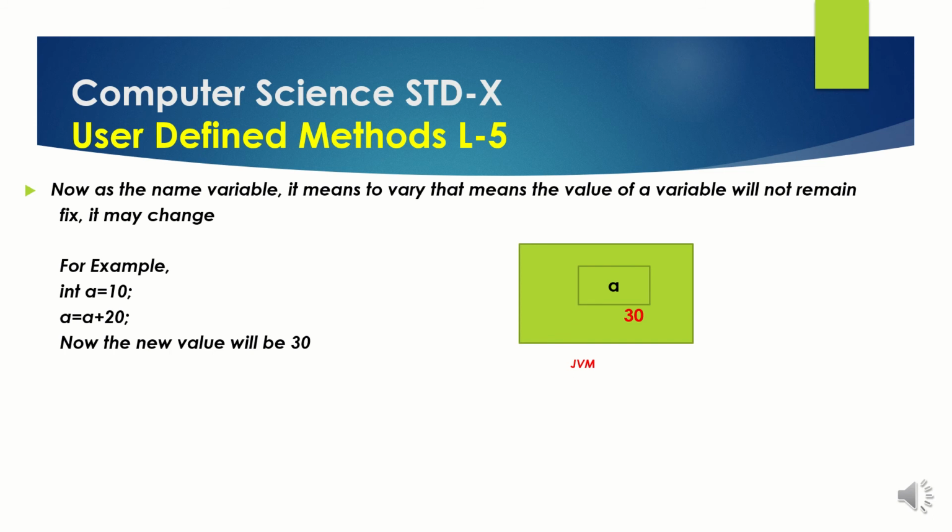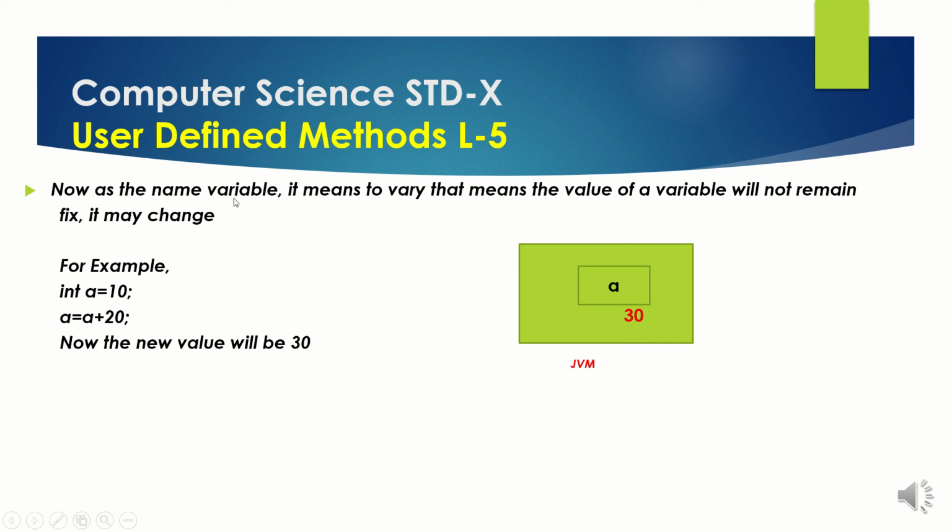Now, as the name variable suggests, it means to vary. That means the value of a variable will not remain fixed always. It may change. For example, suppose we declare int a equal to 10. 10 may not be fixed always. It may change, or it will change. Suppose we write the statement a equal to a plus 20. That means we are adding 20 to the value 10, so the variable will have a new value, that is 30.